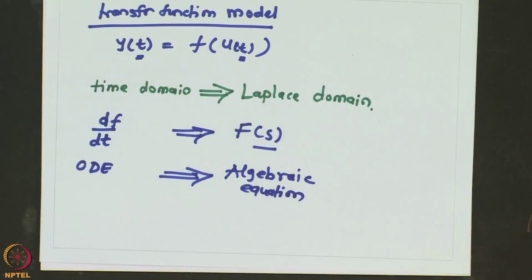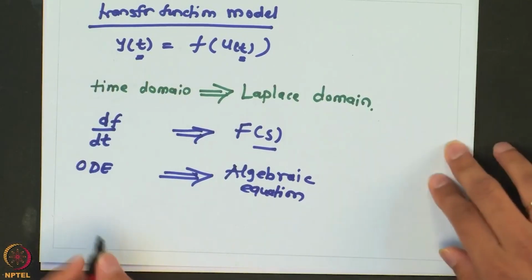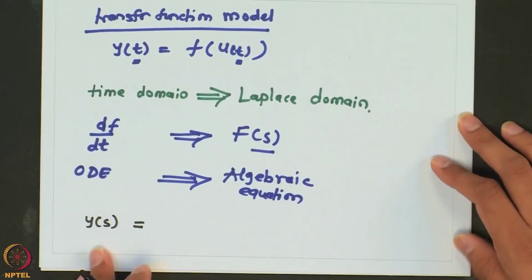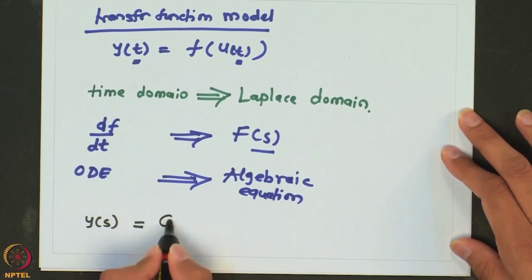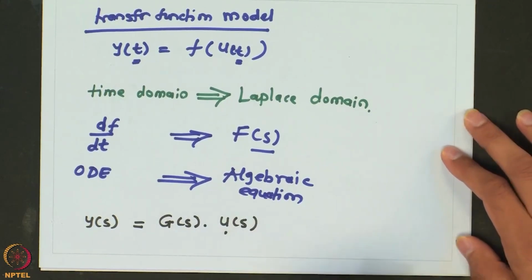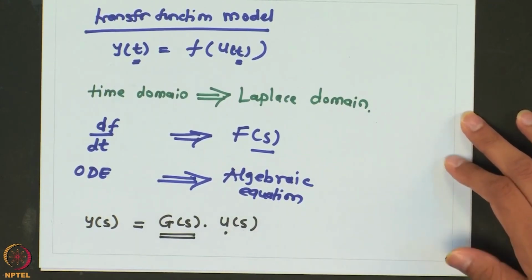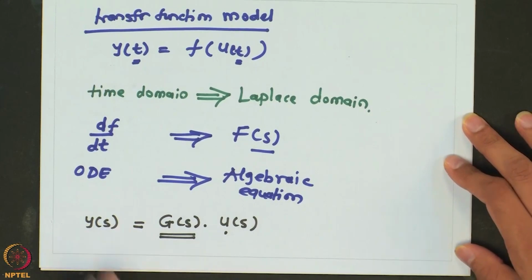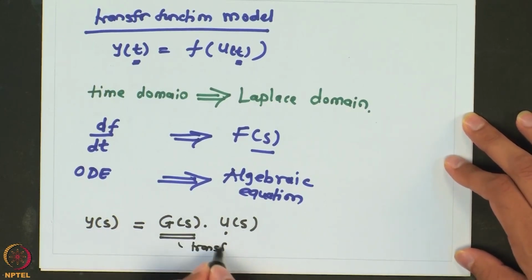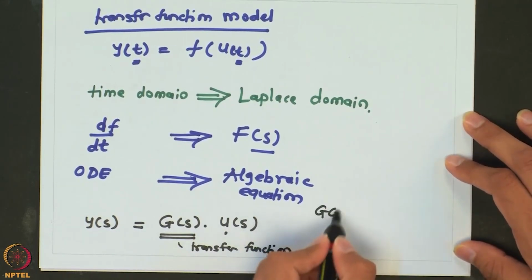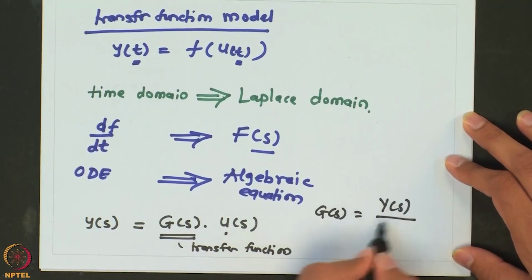So what we do is, we have this relationship in the time domain, we just convert it into the Laplace domain, and what we get is the Laplace transform of the output, the Laplace transform of the input, and a function of s which sort of multiplies or transfers the effect of input into the output. This is known as a transfer function. So you can write the transfer function for the process as Y(s) over U(s).